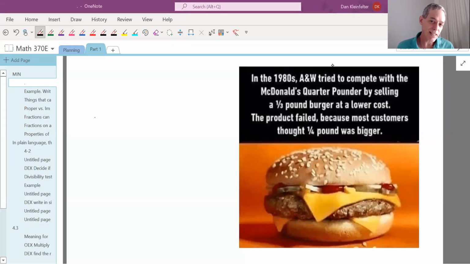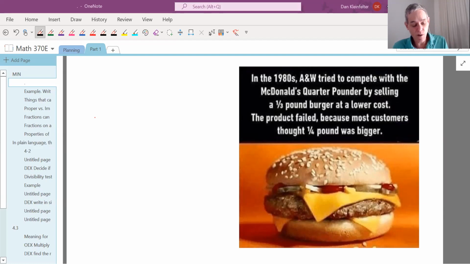All right, so I wanted to show you this next picture as just kind of a fun example. You may have already seen this online someplace before, but in the picture it says in the 1980s, A&W, which is a burger chain that you may or may not have ever seen before. There's not very many of them anymore. But in the 1980s, A&W tried to compete with McDonald's quarter pounder by selling a 1/3 pound burger for cheaper. And as it turns out, A&W's burger didn't do so well because people thought that a 1/3 pound burger was smaller than a 1/4 pound burger. And so that's kind of funny and is relevant for us.